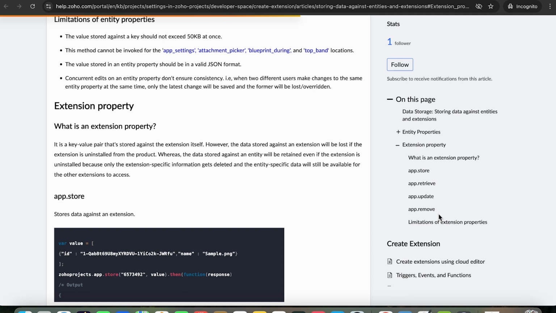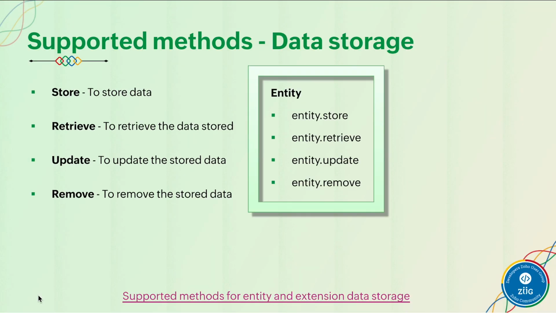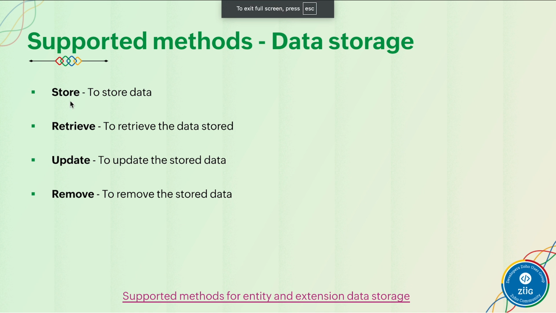So irrespective of whether it's going to be storing data at entity level or extension level, there are 4 major operations that you can perform related to the data storage concept. So those 4 operations are going to be storing the data, retrieving the data, updating the data, and removing the stored data. So those are the methods that I've consolidated as part of our slide over here. So here you can see that the 4 operations that can be performed for data storage, whether it's going to be at entity or extension level, is going to be store, which is going to help you to store the data in a key value format.